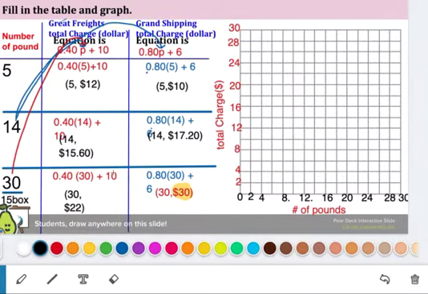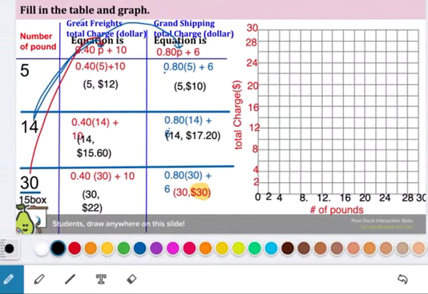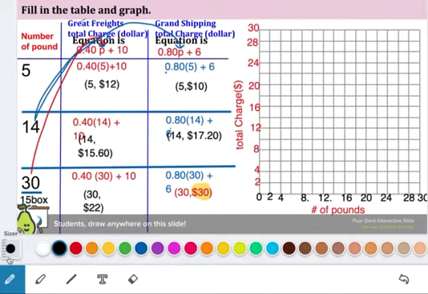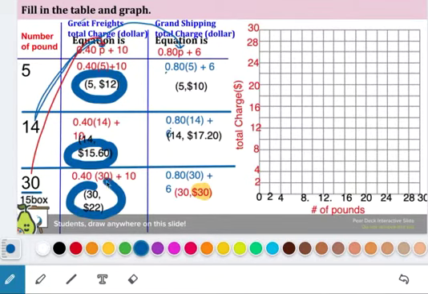I'm taking the pencil right there, and I'm going to change that pencil to blue, and graph all these in blue right here. I'll make it smaller. 5 and 12: 5 is right here between 4 and 6, go up to 12, which is right there. And then the other one is 14 pounds, going up to $15.20, which is about right there.